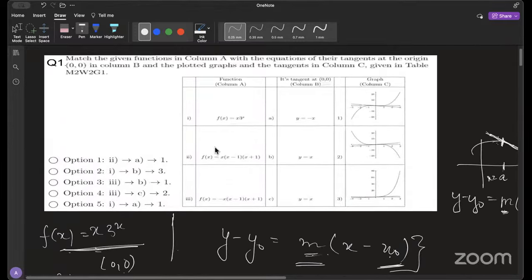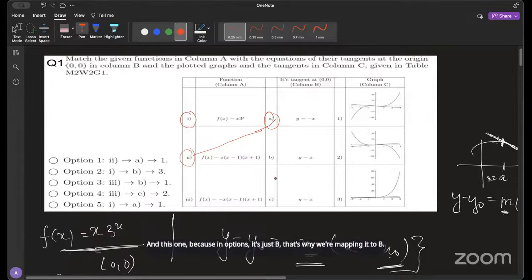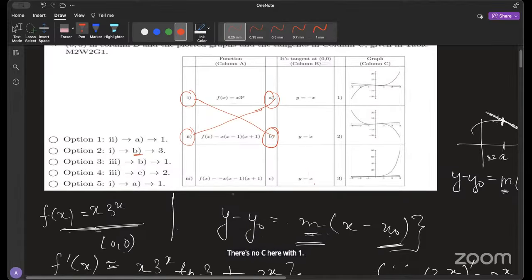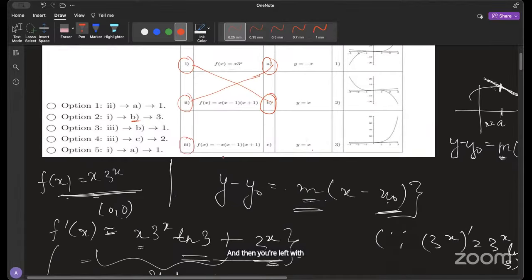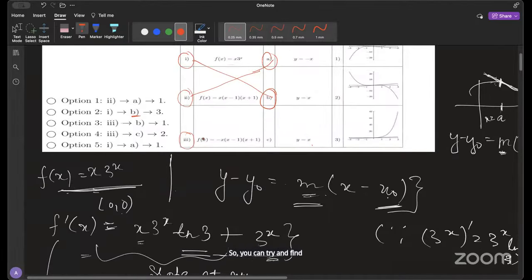That means this one should be mapped to this one. And this one, because in options it's just b, that's why we're mapping it to b. It could be mapped to either of these, by the way, because they're the same thing, right? But in the options, it's b only. There's no c here with 1. And then you're left with this thing only. That means you can try and find the slope of this too, but it's going to be this only because that's the only thing left.